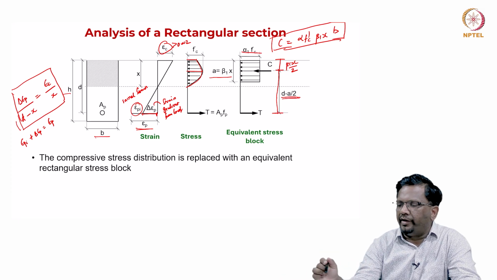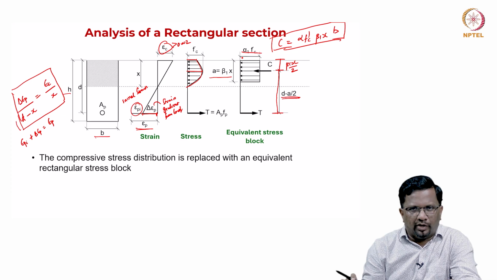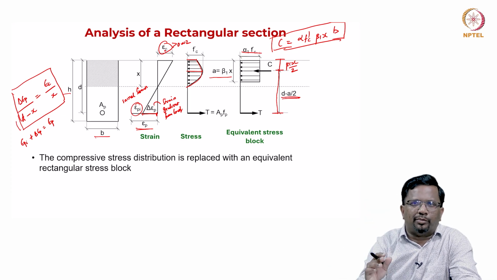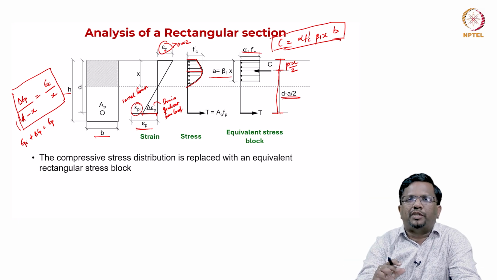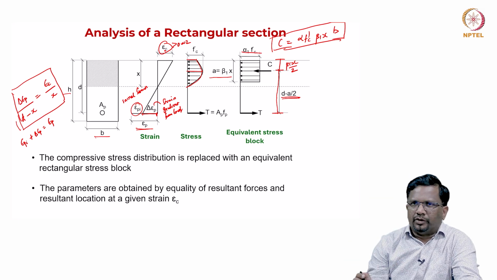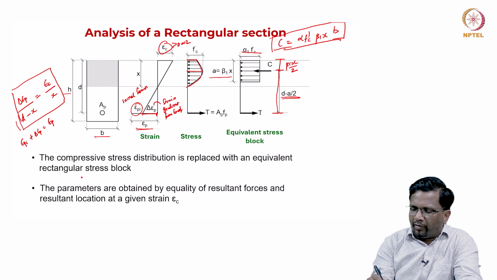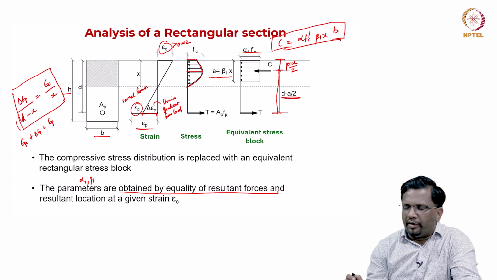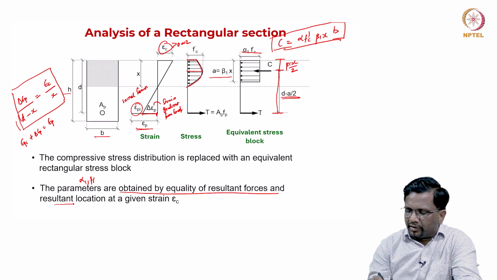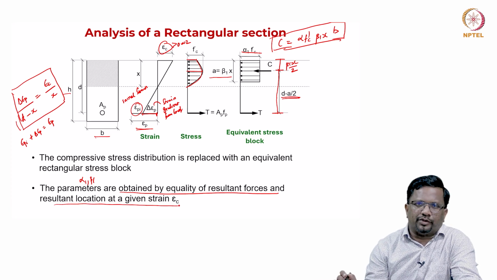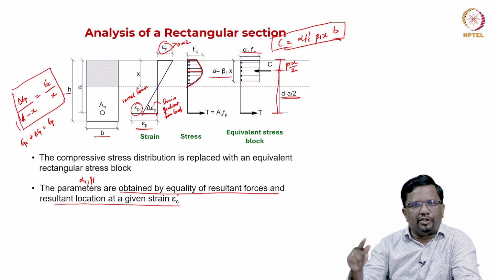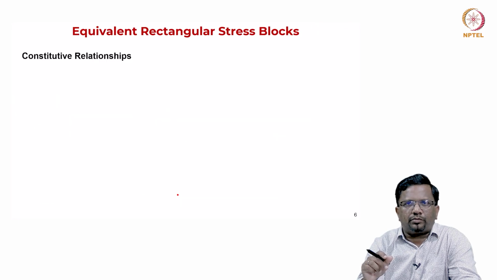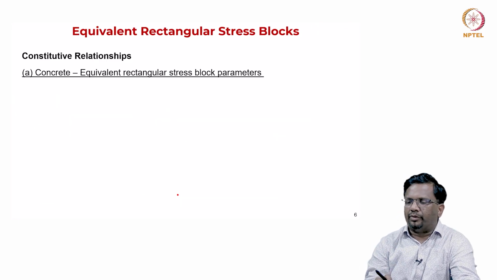So, now our criteria is to somehow come up with parameters for alpha 1 and beta 1 as a function of the strain profile that I am assuming, or epsilon c that I am fixing at the top fiber, right. So, these parameters alpha 1 comma beta 1 can be obtained by equality of resultant forces and the resultant location for any given strain epsilon c. So, the moment you give me epsilon c for the assumed stress strain curve, I can calculate alpha 1 and beta 1. Now, how to do that? That is what we are going to look at.